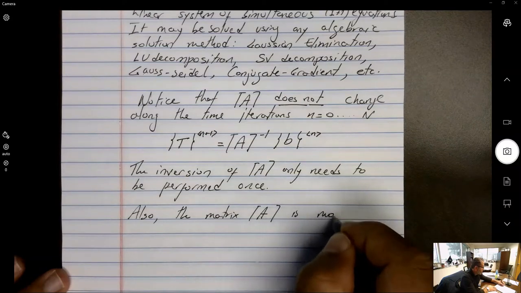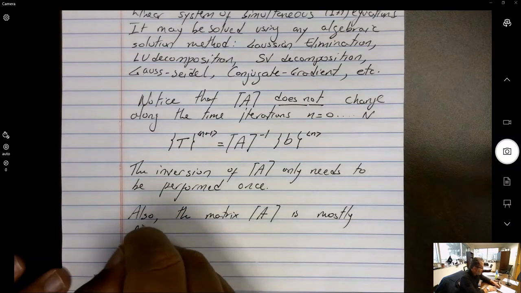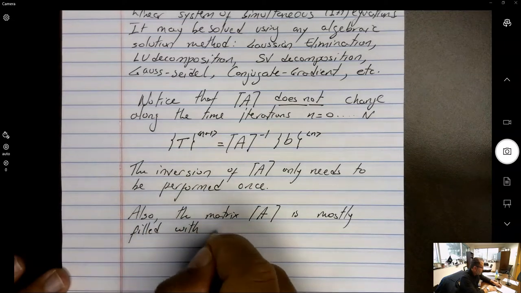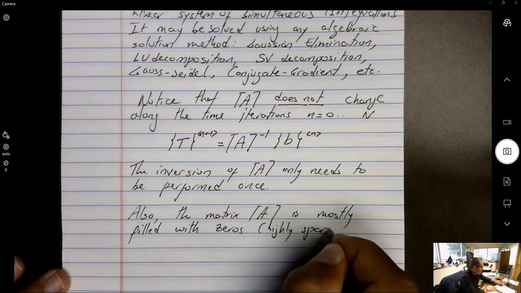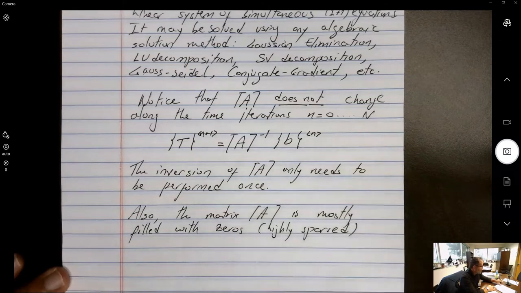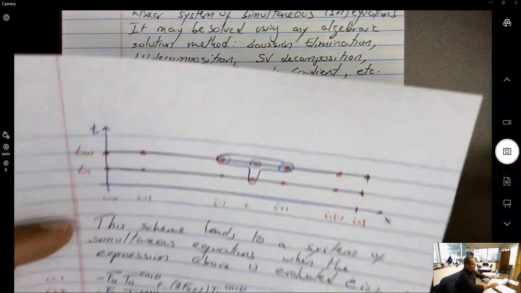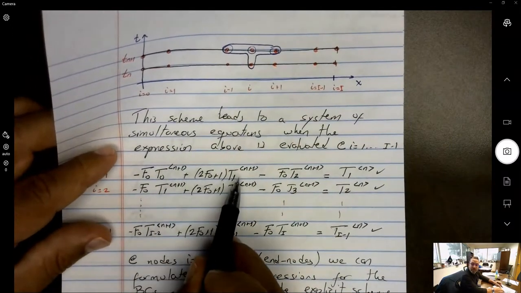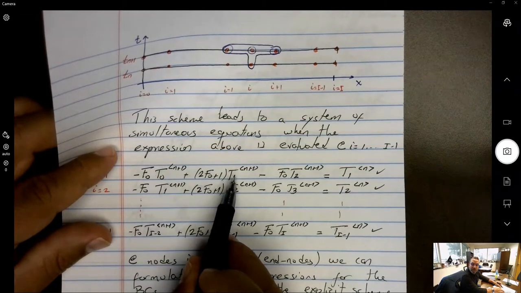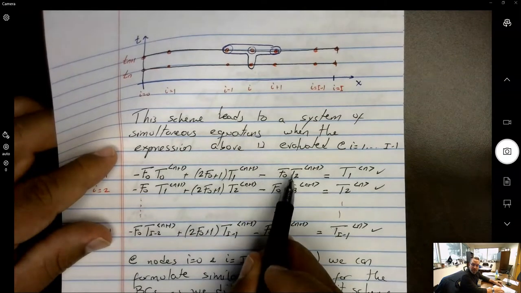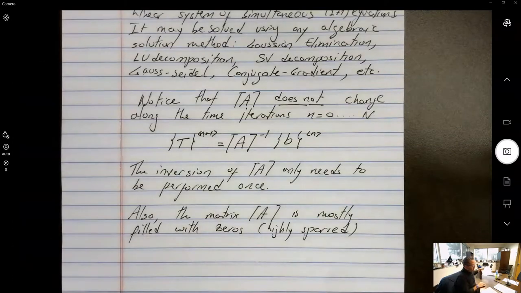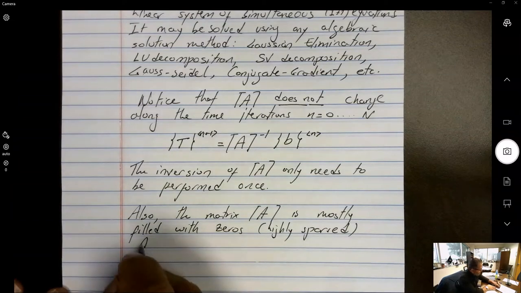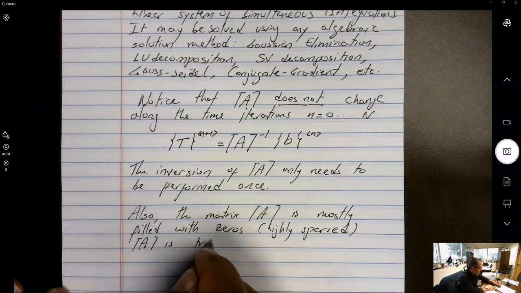is mostly filled with zeros. So it's highly sparse. Notice that each equation, for node number 1, only depends on the node to the left and the node to the right. The equation for node number 2 only depends on node 1 and node 3. So basically A is tridiagonal.